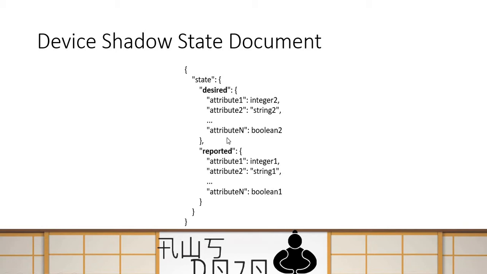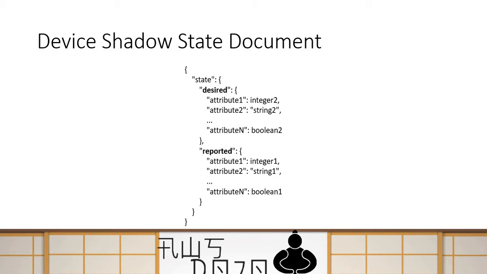Desired is when some application is telling the device that, hey, you should be changing the temperature to say 70 degrees, or things like that. If you want the device to move to a certain desired state, then you put that into your desired attribute. And reported is what the device reports back, saying, okay, my temperature right now is say 70 degrees.